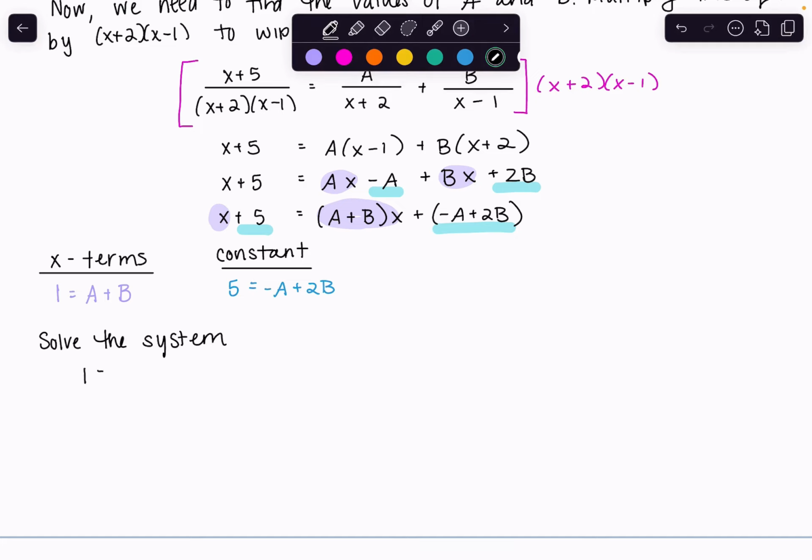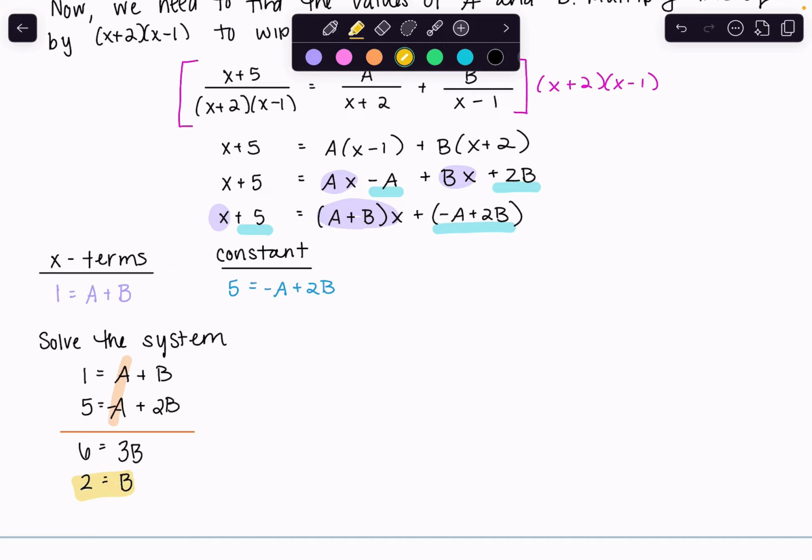But thankfully, this is a system we can use elimination on, because we have positive a and negative a. So if I go ahead and add these two together, the a's just cancel, and that gives me 6 is equal to 3b, and you find out b is still going to be 2.